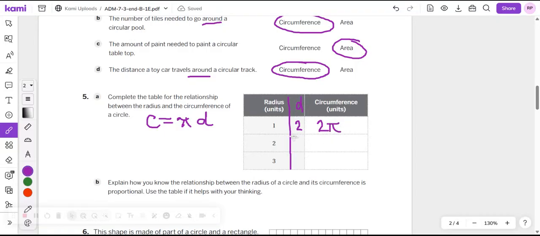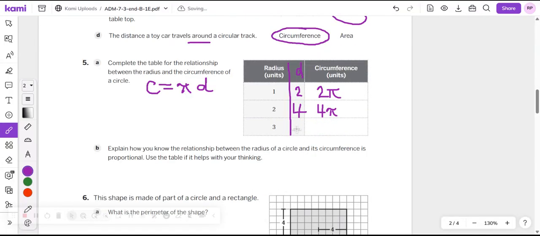If the radius is 2, the diameter is 4, and 4 times pi is 4 pi. And then if the radius is 3, the diameter is 6. 6 times pi is 6 pi.